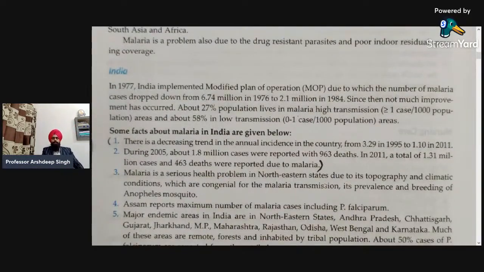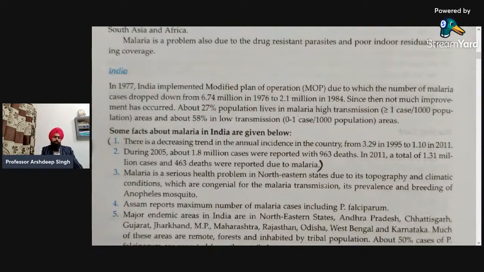So in 1977, India implemented the modified plan of operation, due to which the number of malaria cases dropped from 6.74 million in 1976 to 2.1 million in 1984.